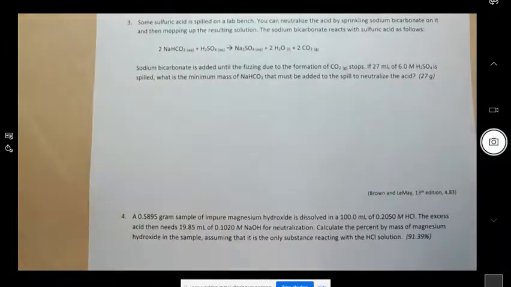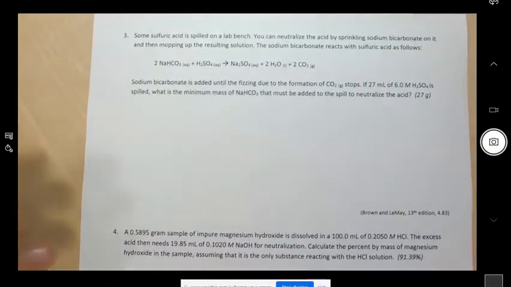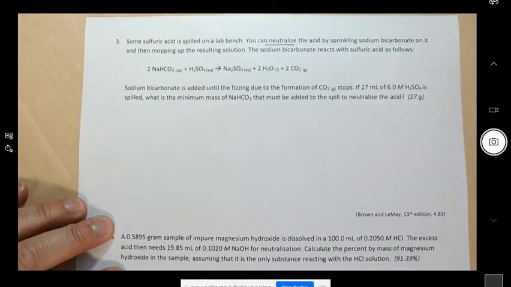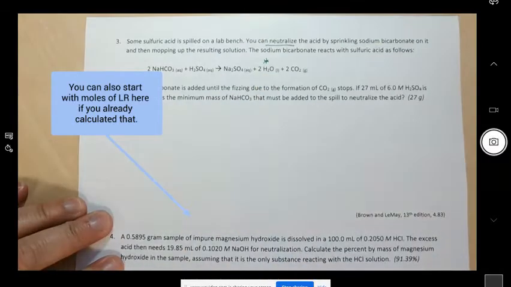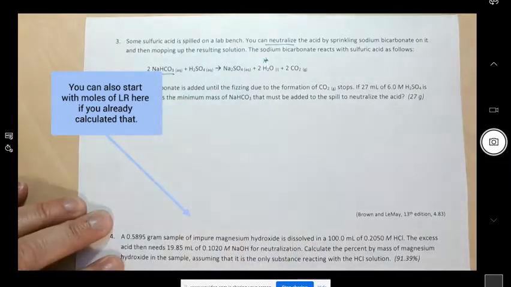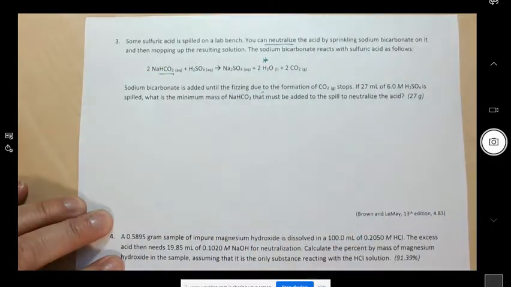In number 3, they gave us the balanced equation. You spilled some sulfuric acid on a lab bench, and you're going to neutralize it again by sprinkling some sodium bicarbonate, which is a base, mopping it up. The sodium bicarbonate reacts according to the equation that's there. This is an acid-base reaction. One of the reasons you can tell is you have the water being produced right here, and basically the base part right here is accepting a proton. And so you're producing water and carbon dioxide and a soluble salt. So it's added until the fizzing is complete.